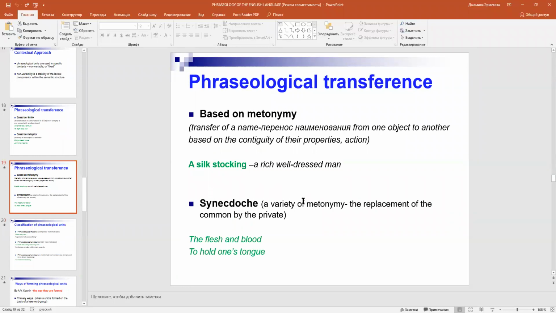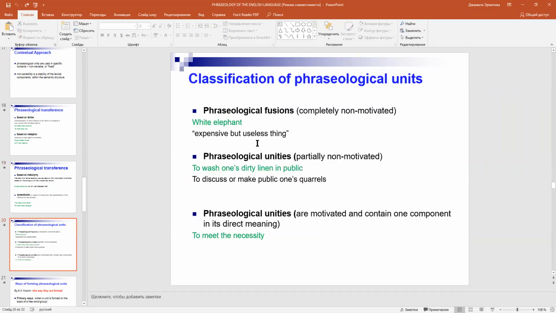Phraseological transference can be based on metonymy, synecdoche, and there are different types of phraseological units defined in lexicology. So, phraseological fusions. What are phraseological fusions? They are completely non-motivated. For example, white elephant, expensive but useless thing.